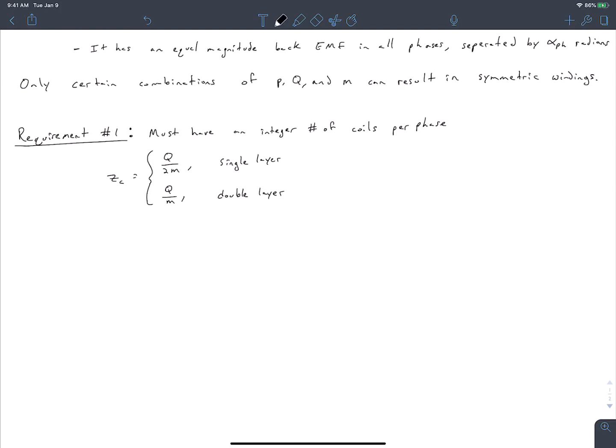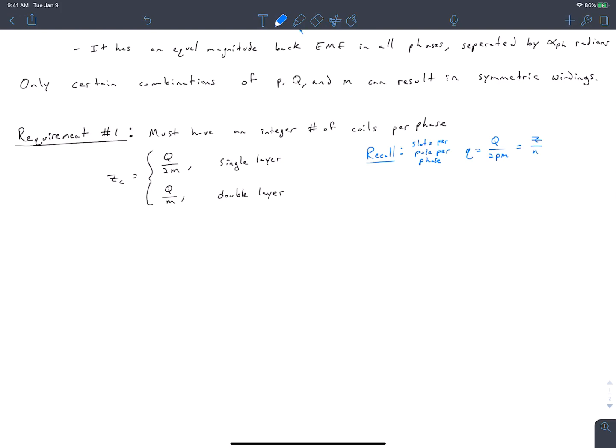We're going to work on this expression a little bit to distill it down to some simpler forms that we can quickly use to identify whether our winding is symmetric or not. But before we do that, I need you to recall the following. Recall our definition of little q as the slots per pole per phase. This little q is a very important parameter that's going to come up time and again when we talk about fractional slot windings. And so, by definition, little q is slots per pole per phase, which means it's going to be big Q divided by 2 times p times m.